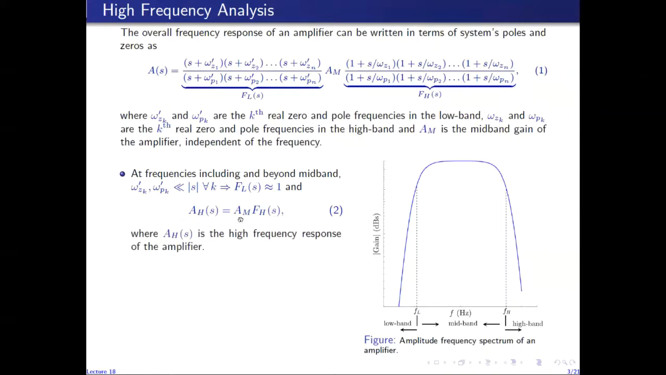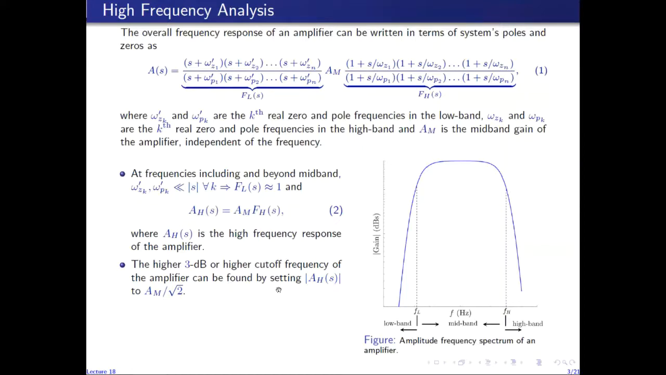So we call AH of S the high frequency response of the amplifier. And the quantity of interest in the high band, as it was in the low band, is again this 3 dB cutoff frequency, which is in this case now the higher 3 dB cutoff frequency, or also called the higher cutoff frequency. And this is the frequency at which the magnitude of the gain of the amplifier drops by 3 dB below the midband gain, which is equivalent to saying that the gain drops to 70.8% of its midband value.